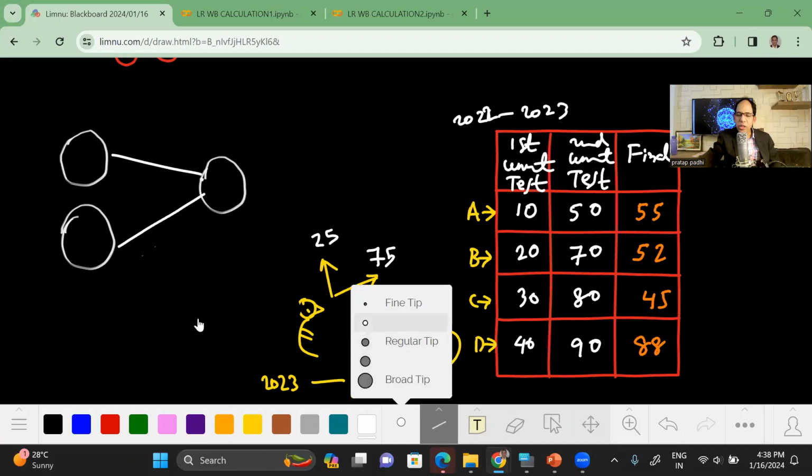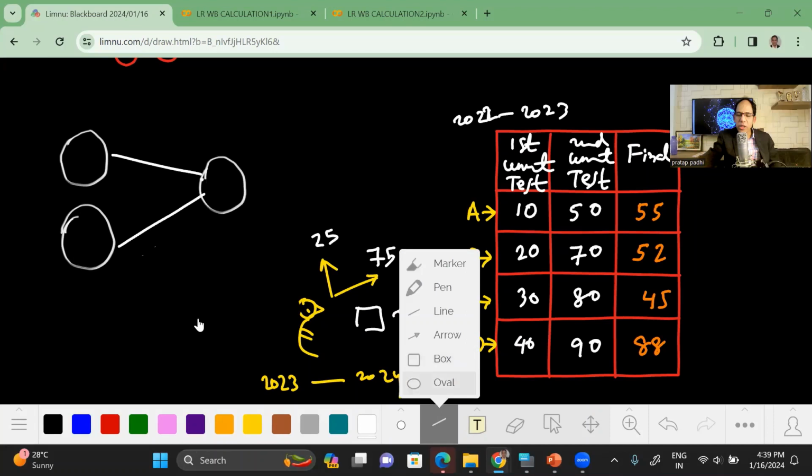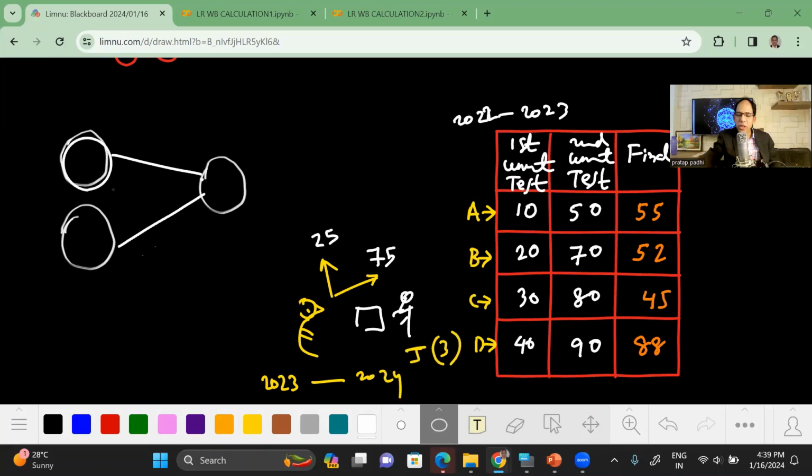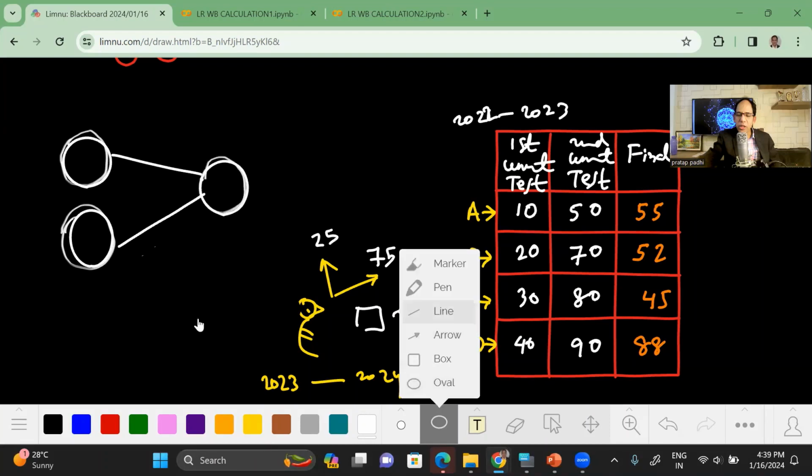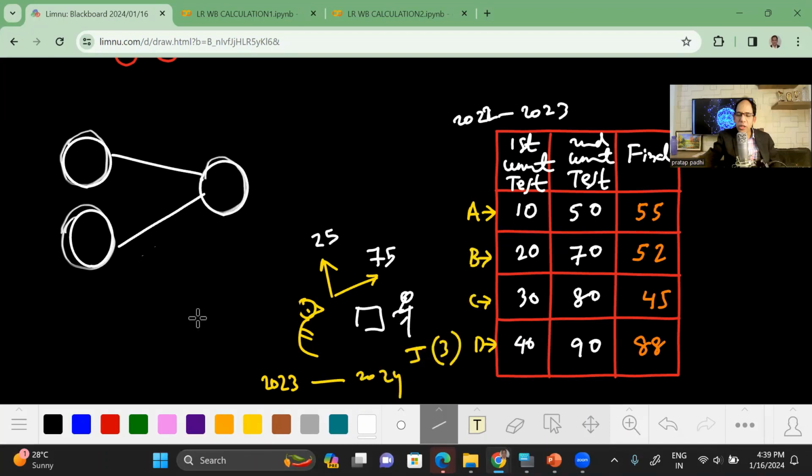Not only that, I could have done this one this way too. No problem, it doesn't matter how we do it. Ultimately, we have to do it, so this is our final one. There will be a bias here. These are connections. That means some weightage will be given to this, some weightage will be given to this, according to this data. That pattern we are trying to learn here.